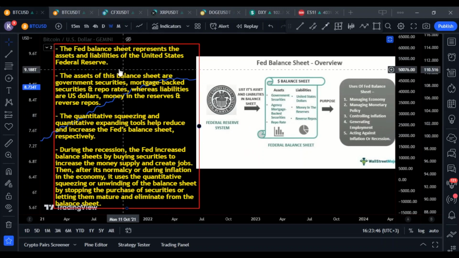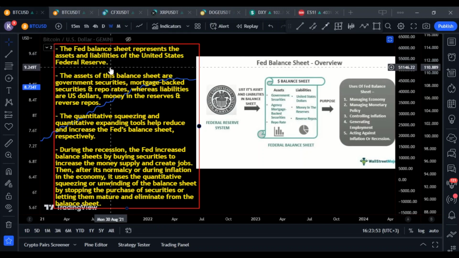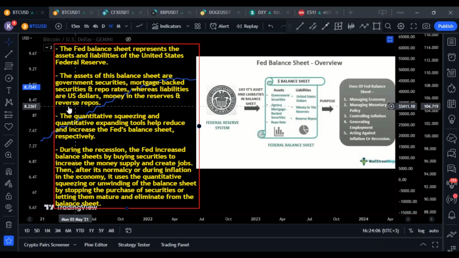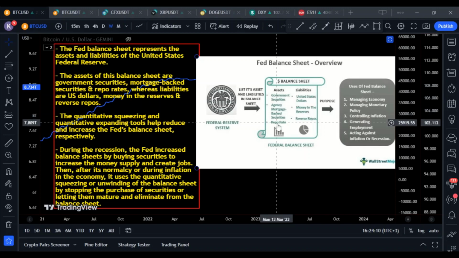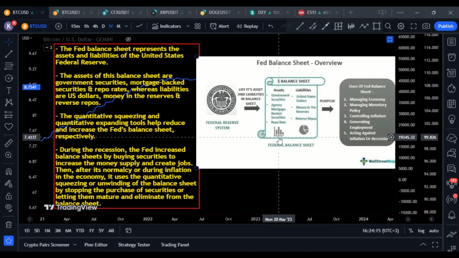So the Fed balance sheet represents the assets and liabilities of the United States Federal Reserve. The assets of this balance sheet are government securities, mortgage-backed securities, and repo rates, whereas the liabilities are the US dollar, money in reserves, and reverse repos. So those are the assets and those are the liabilities. And this balance sheet is updated on a weekly basis.